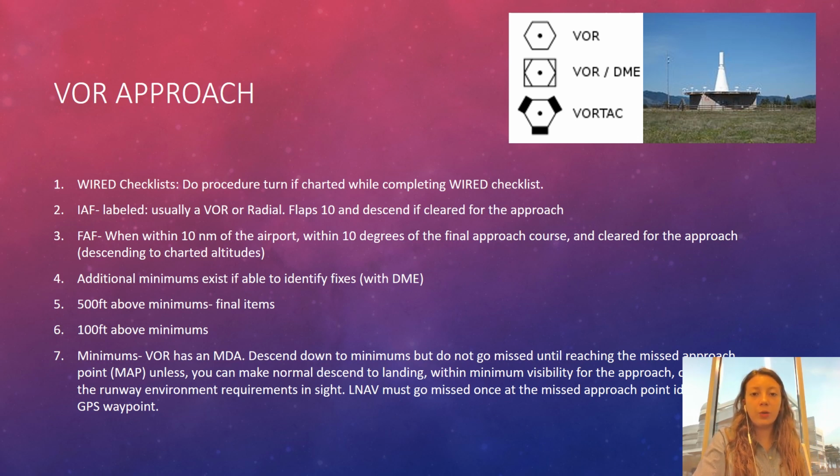The tricky thing about VOR is there's no significant point that marks when you're on the final approach fix. So you know that you're on the final approach fix when you're within 10 nautical miles of the airport, within 10 degrees of the final approach course, and you are cleared for the approach, and you're going to be descending down to the charted altitudes.